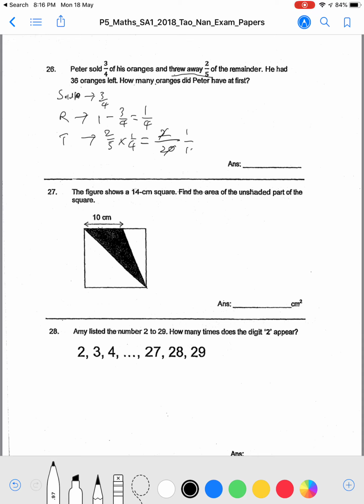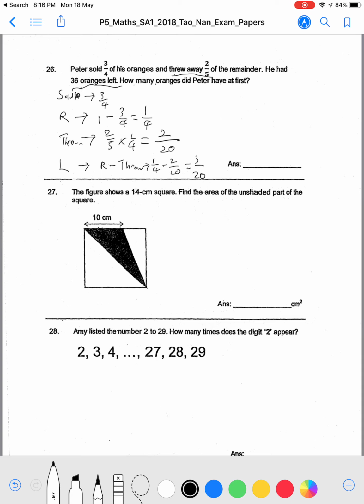This is the amount thrown away. But I think keeping it as 2/20 is better. Just keep it. So what happened? We have to find the amount left, right? The amount left is actually equal to the remainder minus the thrown away. So 1/4 minus 2/20. So we have 5/20 minus 2/20 is 3/20. So 3/20 is left, right?